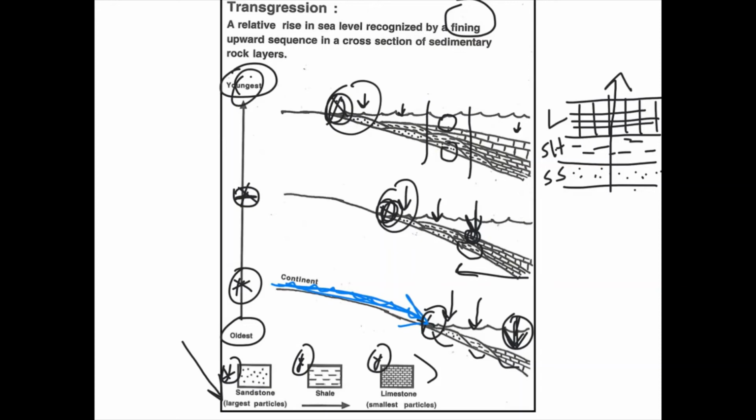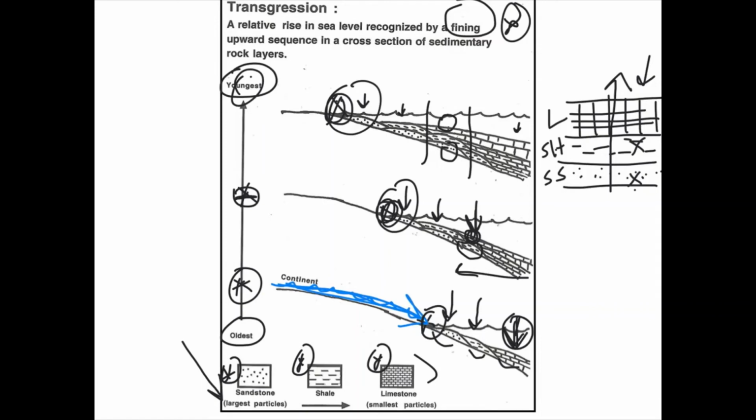What that looks like when you're looking at a cross-section is you have the largest particle size on the bottom, medium grains in the middle, and the finest particle size on the top. Again, that's called a fining upward sequence. What this means, if you see the grain size of rock layers fining as you go upward in the rock record, is that the seas were rising during that deposition event.